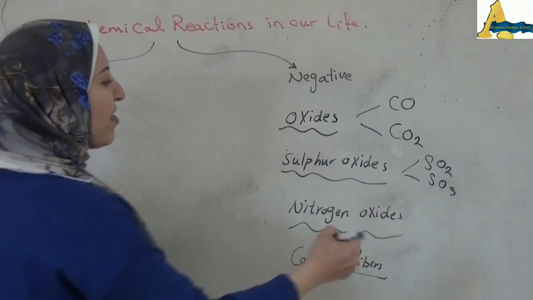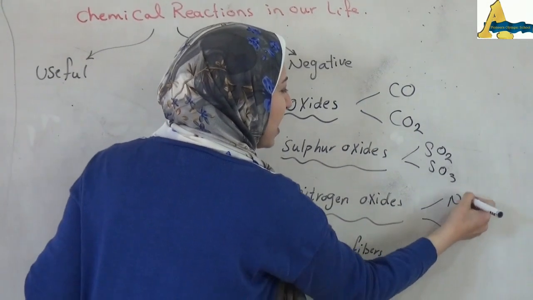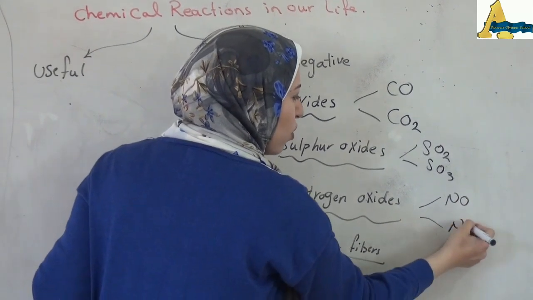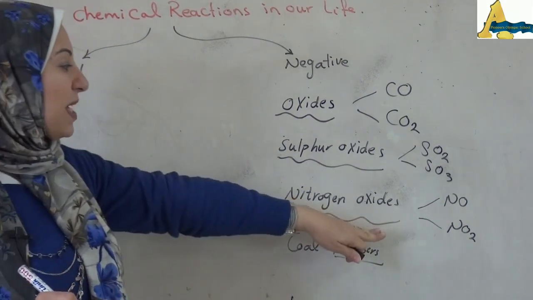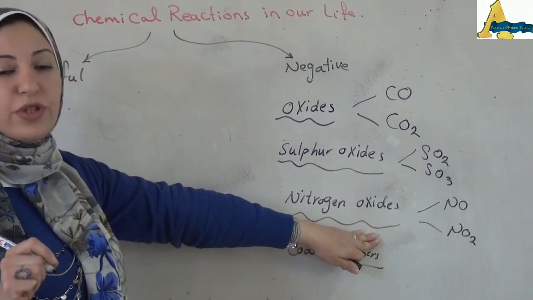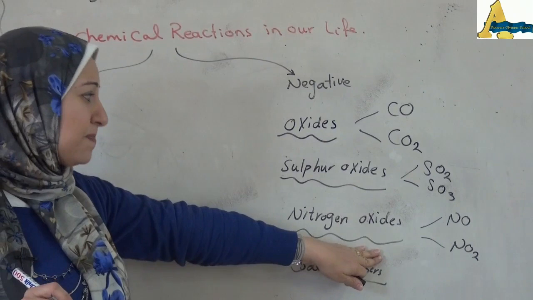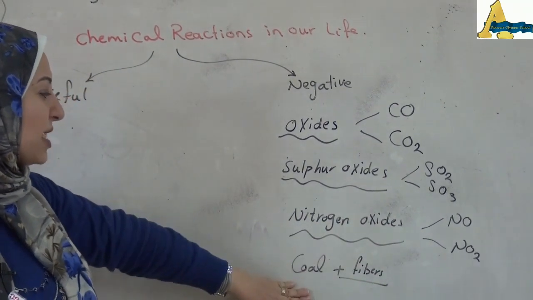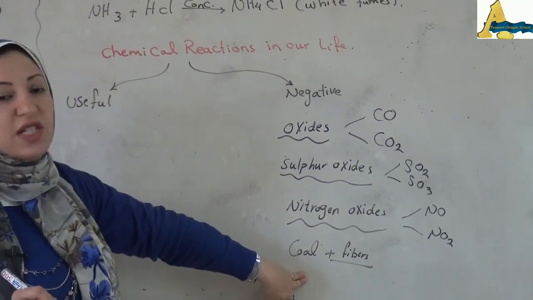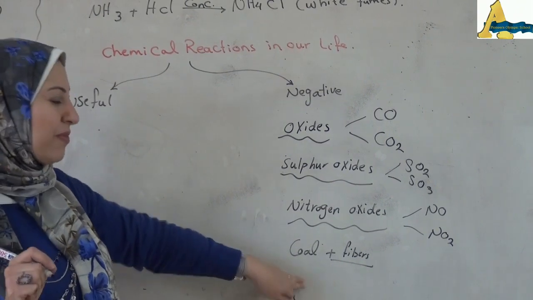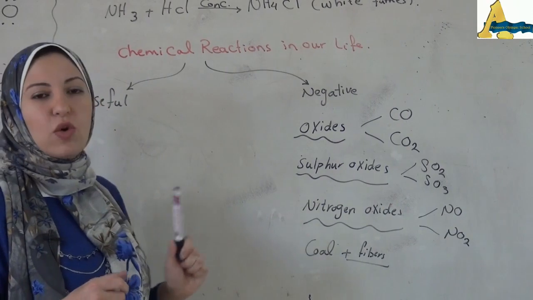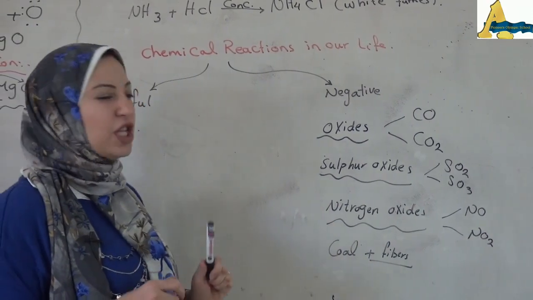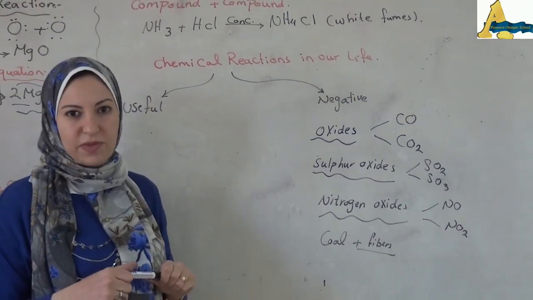Nitrogen oxides are like nitric oxide, NO, and NO2, nitrogen dioxide. They are acidic gases that are produced at the time of lightning. And the last example, burning of coal and cellulose fibers, which are produced during burning of food, paper, and cigarettes, can cause lung cancer and a lot of respiratory system problems.